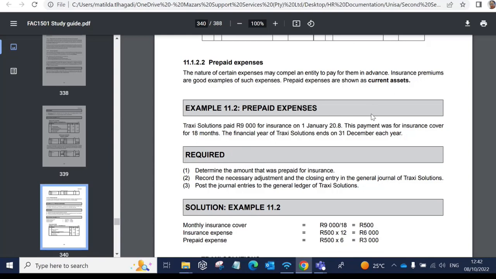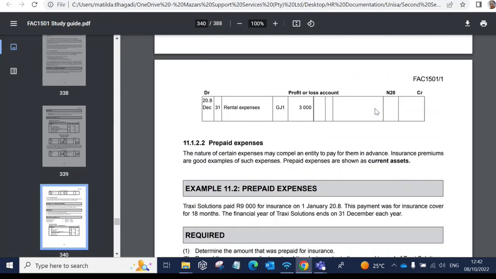So for example, Traxi Solutions paid 9,000 for insurance in January 20.8. This was for insurance cover for 18 months. The financial year end of Traxi Solutions is 31st December each year. Determine the amount that was prepaid for insurance. The amount that was prepaid.